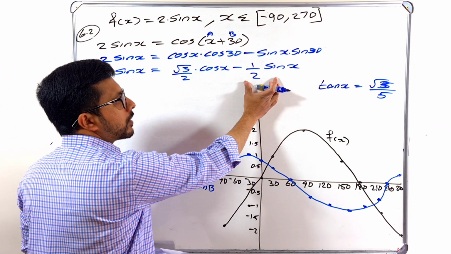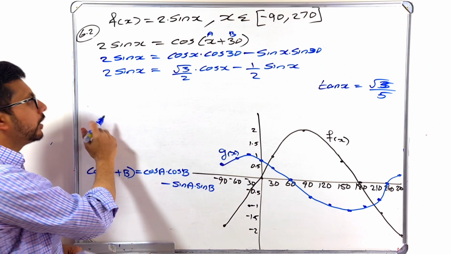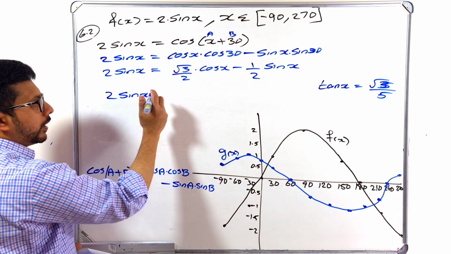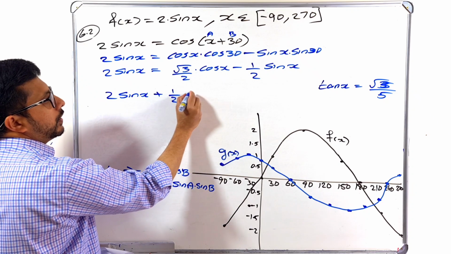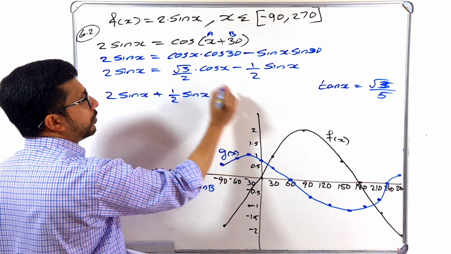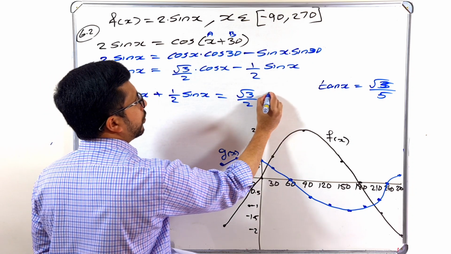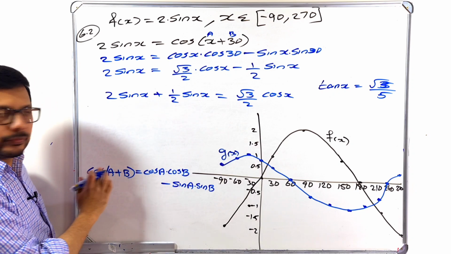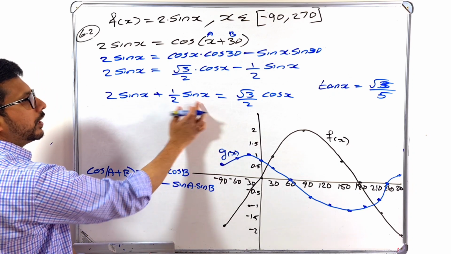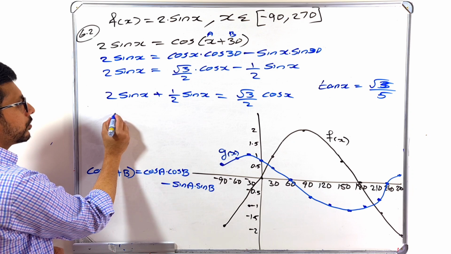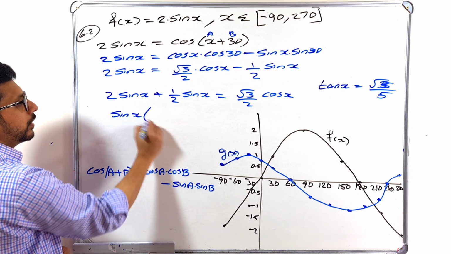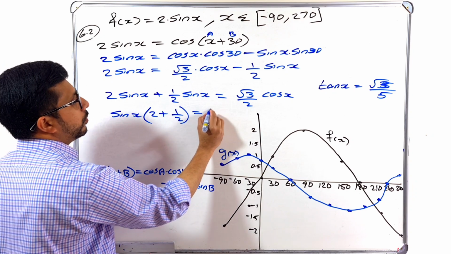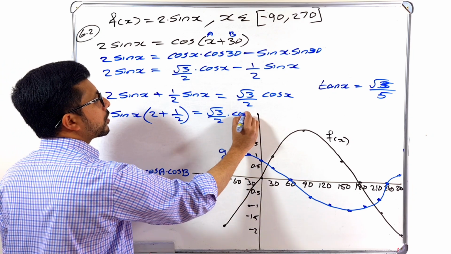Take this minus half sin x to the left side. So already there is a 2 sin x here. Take this one minus to this side, so it is going to be plus half sin x is equal to root 3 by 2 cos x. So here you can see sin x is a common factor. There are two terms. So from here you can take sin x as a common factor. If we take sin x as common factor, what is remaining? 2 plus half, into root 3 by 2 into cos x.